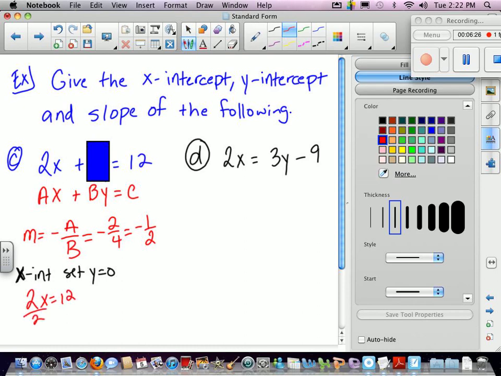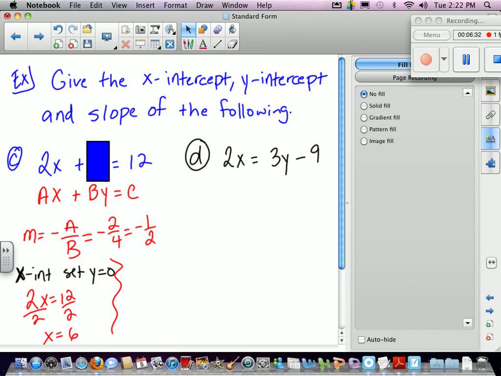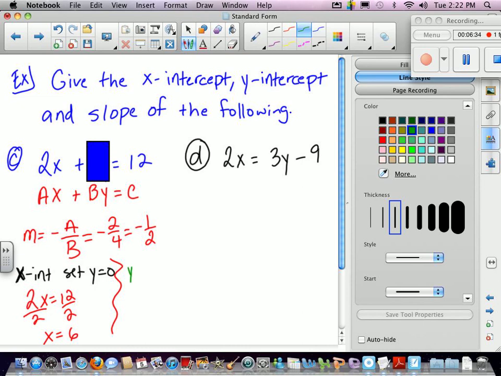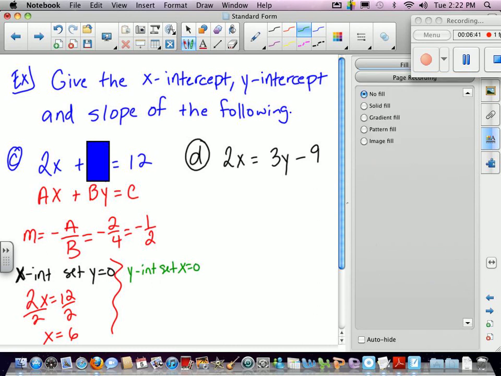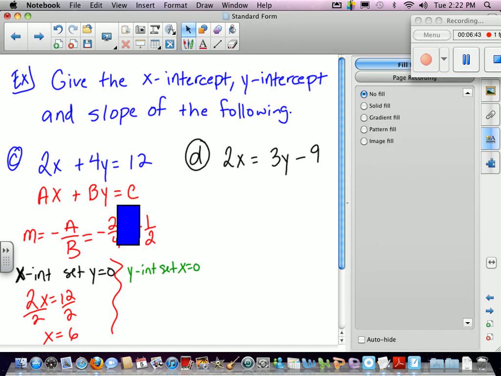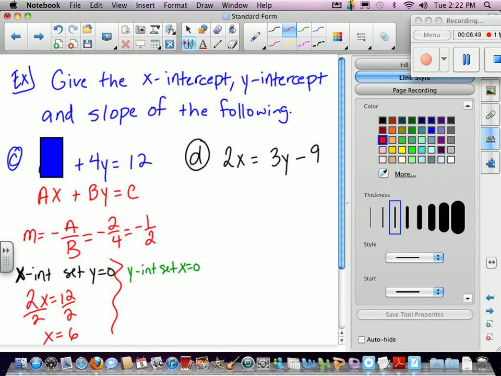Then we would do the same thing for the y. So the y-intercept, set x equal to 0. So again, we can either set it to 0 and then solve the equation, or we could use the cover-up method again, and we would have 4y equals 12, which means that y is going to be 3. Okay, so there's my x-intercept, my y-intercept, and there's my slope.